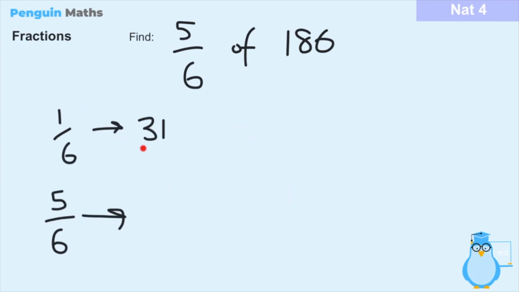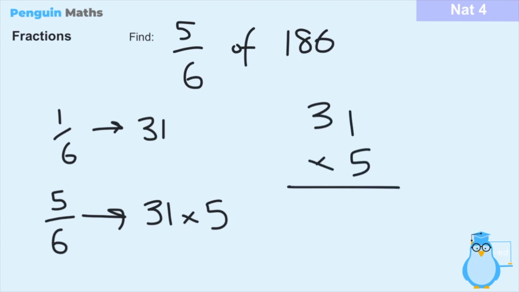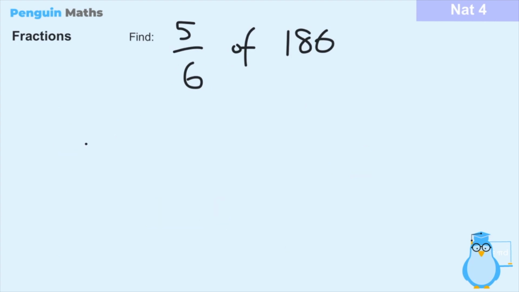So if 1/6 is equal to 31, how do we calculate what 5/6 are? Well, all we can just do is multiply the 31 by 5, and then doing that as a sum we have 5 times 1 is 5, and then 3 times 5 is 15. So that means that our answer for 5/6 of 186 is equal to 155. So again, the same as the last one, all we are doing is dividing by the bottom number and then multiplying by the top number, because the top number on the fraction represents the multiplication and the bottom number represents the division.